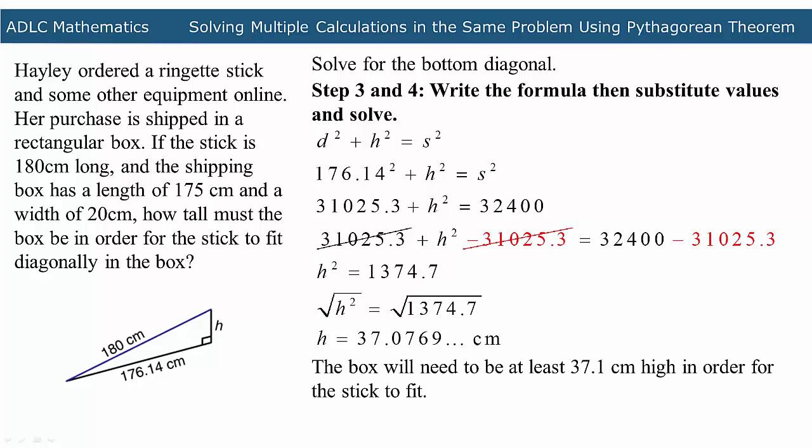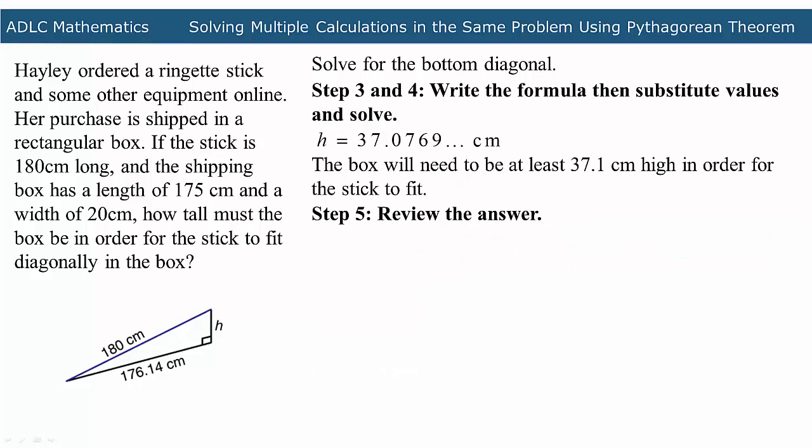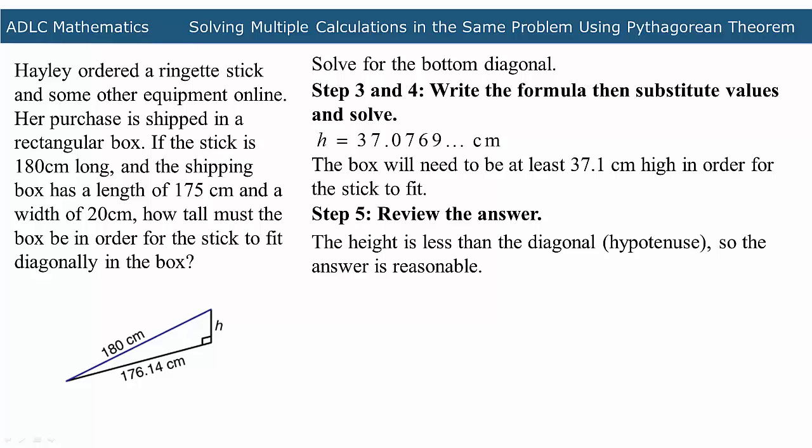Therefore, the box will need to be at least 37.1 centimeters high in order for the stick to fit. Now review the answer to determine if it is reasonable. The height is less than the hypotenuse, so the answer is reasonable.